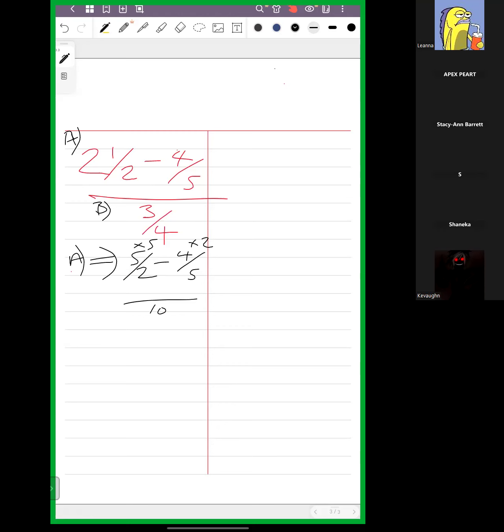All right, so 5 multiplied by 5 is 25. Whoops, where am I putting the 25 here? So 25. And then we have 2 times 4 is 8. So then we end up with a result for the top part of the problem being equal to 17 over 10.